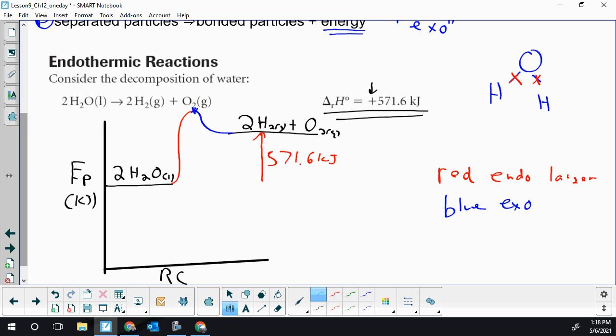Because the red is larger, overall we're going to have an endothermic reaction in this case. The red, the endothermic piece, is bigger. If we had an exothermic reaction, the red up would be smaller, the blue down would be bigger, and we would have an overall release of energy. But all reactions are going to have these two pieces.